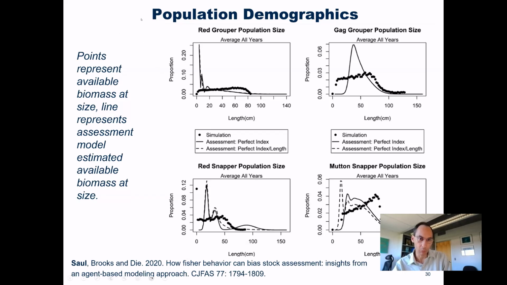One was that here, points represent available biomass at size from the actual simulation. By available biomass, I mean the biomass at length that's adjusted based on selectivity functions. And when you compare that with the available biomass that the stock assessment estimated, which are these solid lines or the dashed line, the two don't match very well. So the stock assessment model had a very hard time replicating the distribution at size of the fish available to being caught, essentially.